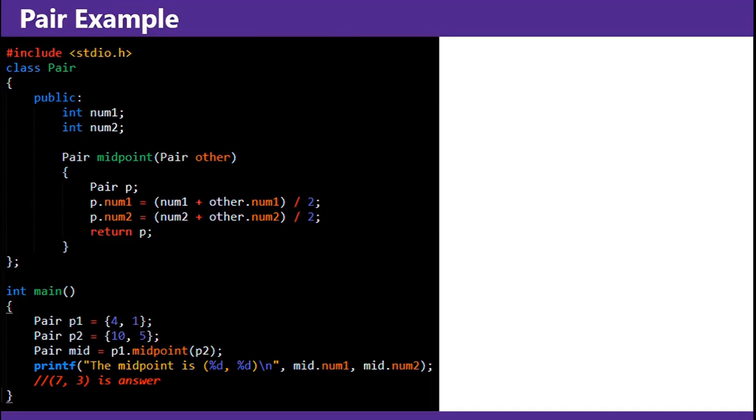Pair example. This defines a class with two numbers and a midpoint method that determines the midpoint between two pairs. If you take the midpoint between (4, 1) and (10, 5), you end up getting (7, 3).